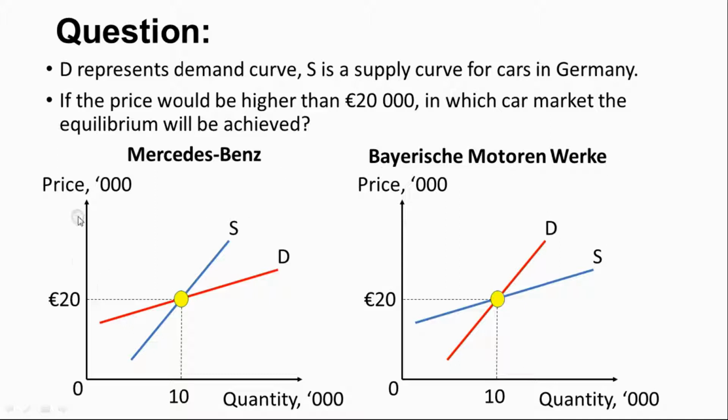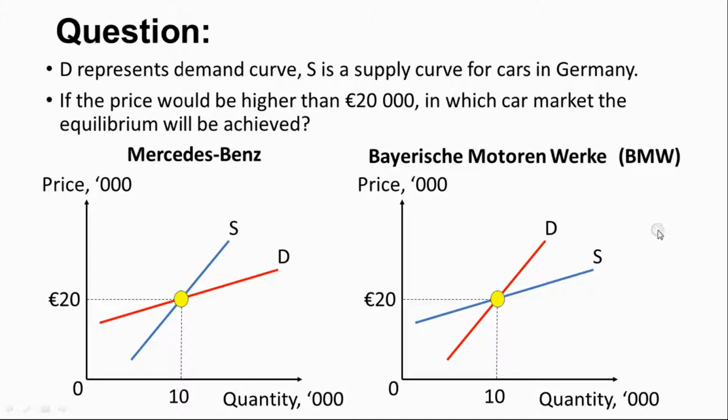Okay, and here is the price. Equilibrium price is 20,000 euro, and the quantity is also, for example, in thousands. Quantity is 10. Here the market is identical, but as you can see, for Mercedes-Benz the supply curve is higher than demand, and for Bayerische Motorenwerke demand is higher than supply. You may wonder what this company is. I'm sure you know BMW.